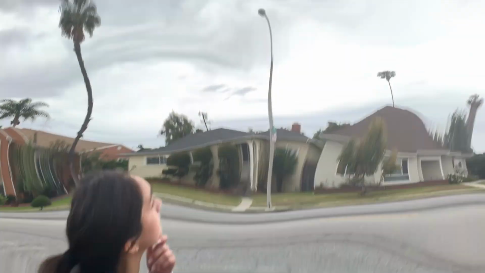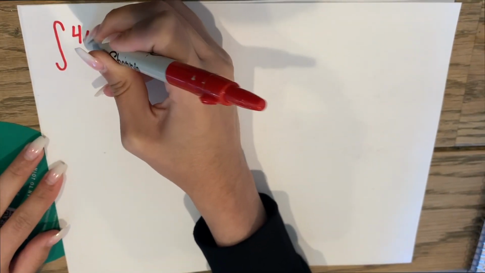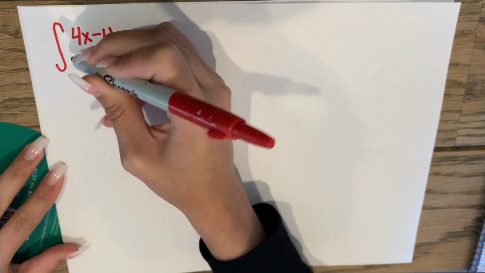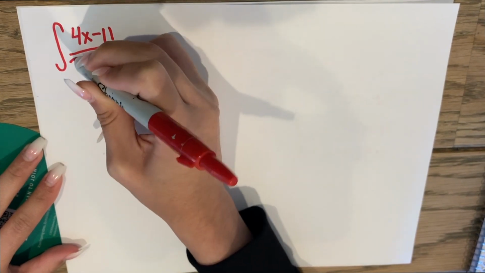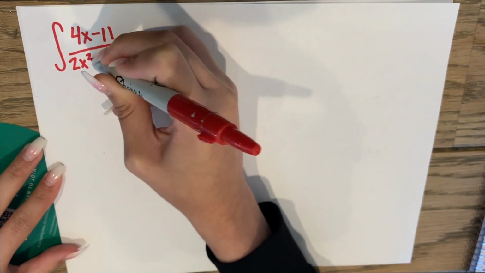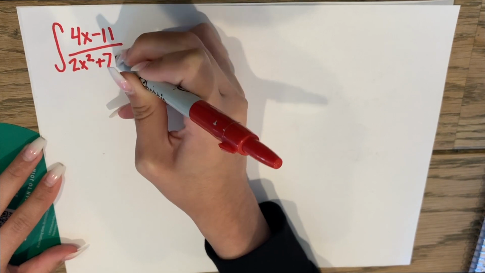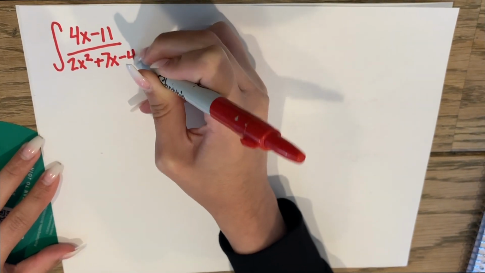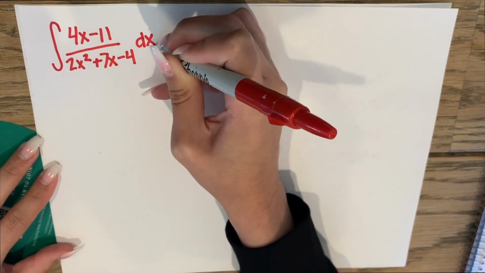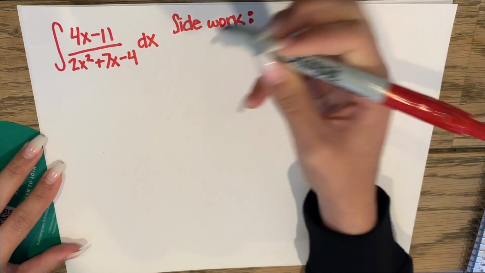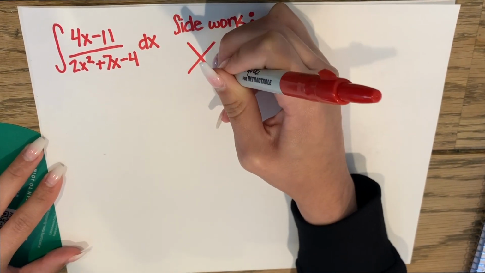Go to work. We are going to be taking the antiderivative of 4x minus 11 over 2x squared plus 7x minus 4 dx. In order to use partial fraction decomposition, we need to factor out the denominator, so we're going to be starting off with some side work.